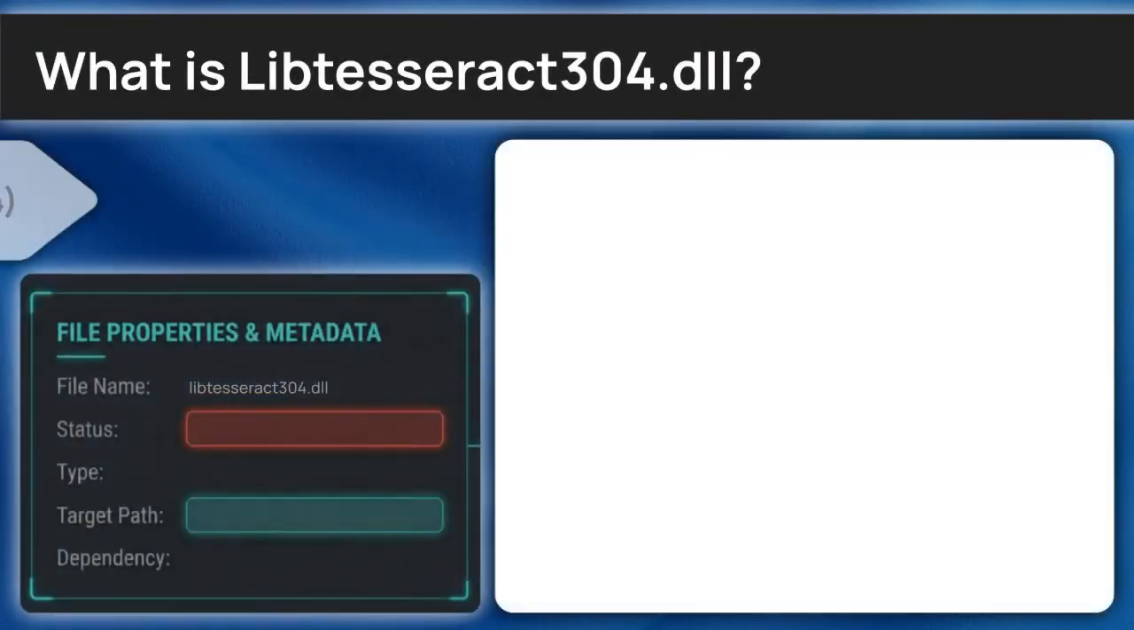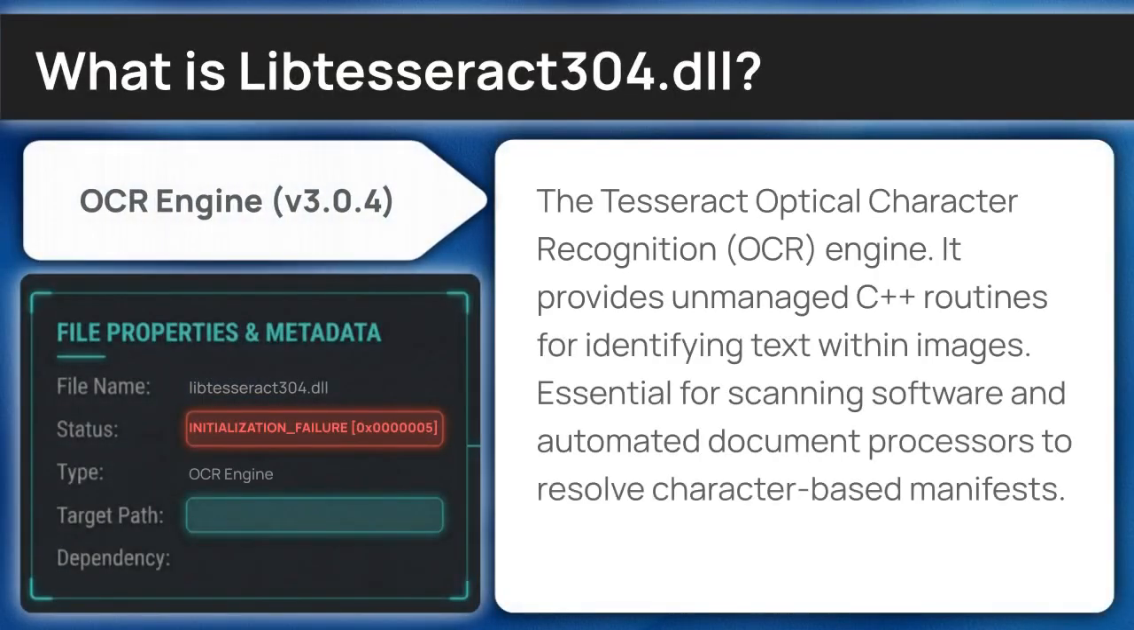This is libtesseract304, the Tesseract Optical Character Recognition (OCR) engine. It provides unmanaged C++ routines for identifying text within images, essential for scanning software and automated document processes to resolve character-based manifests. Understanding the file's role is a great start. Now let's look at replacing it.